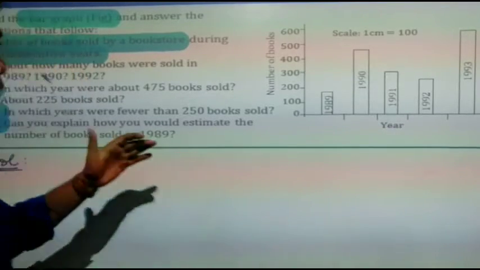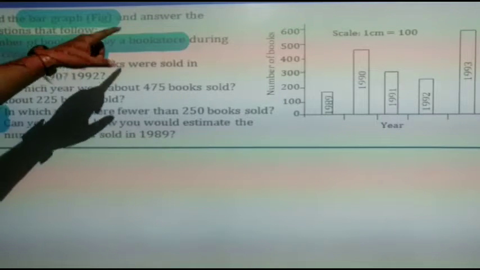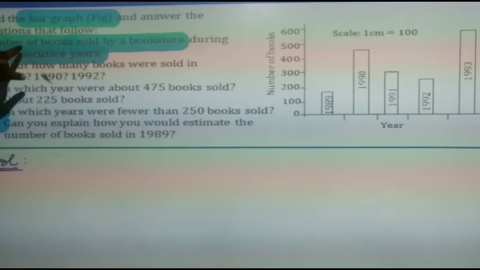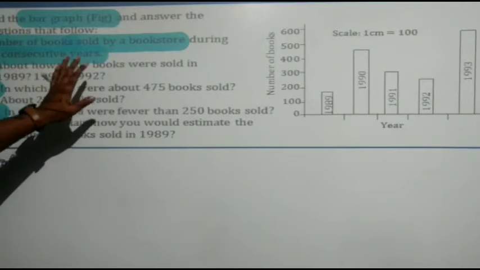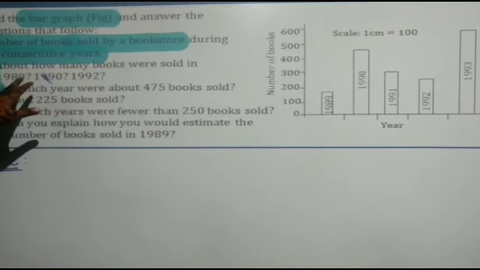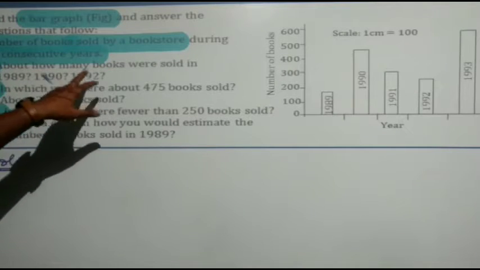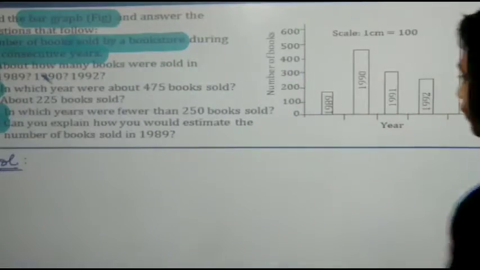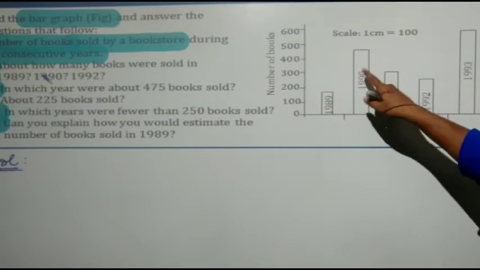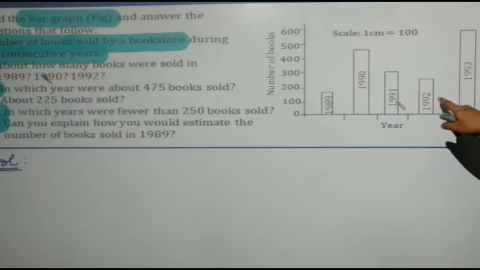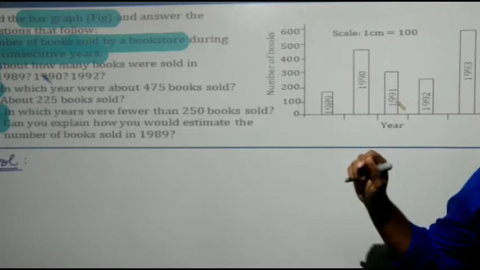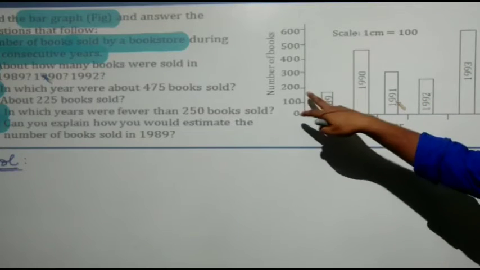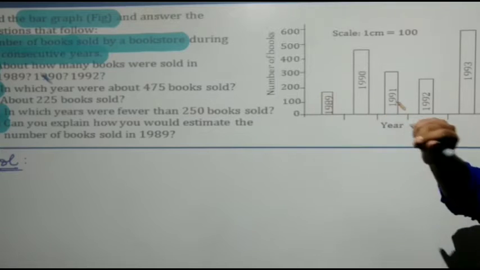Now you can see question number 2. Read the bar graph and answer the questions that follow. Number of books sold by a bookstore during 5 consecutive years. Question 1: about how many books were sold in the years 1989, 1990 and 1992? Now go to the graph. Here 1989, 1990, 1991, 1992 and 1993 are written. But the values are not shown in the graph.